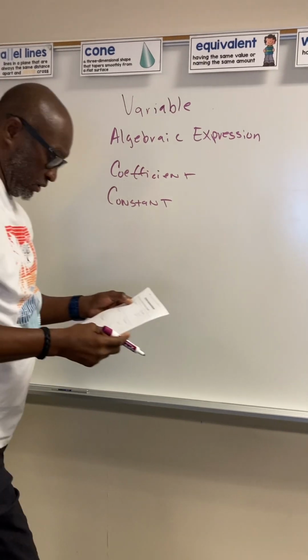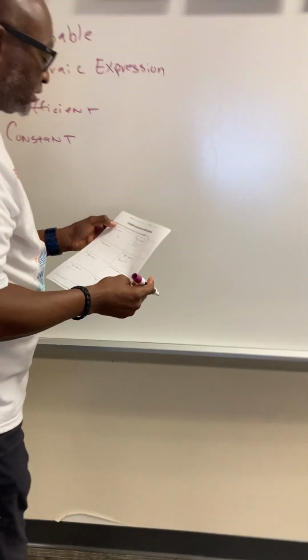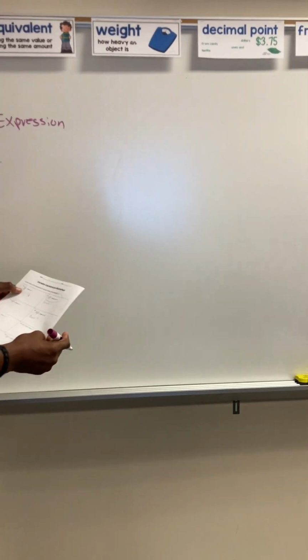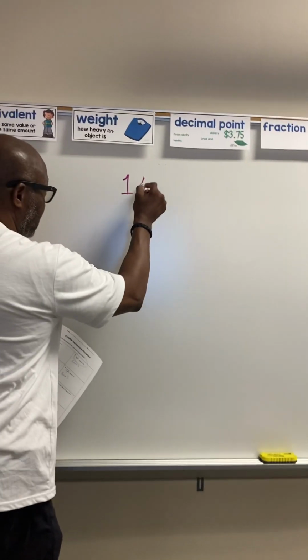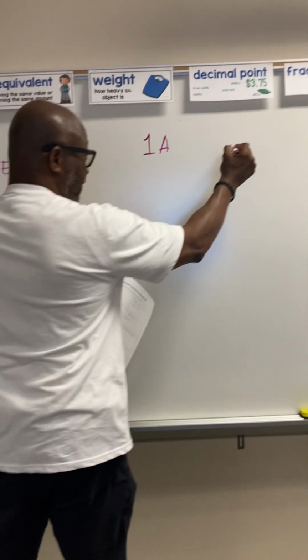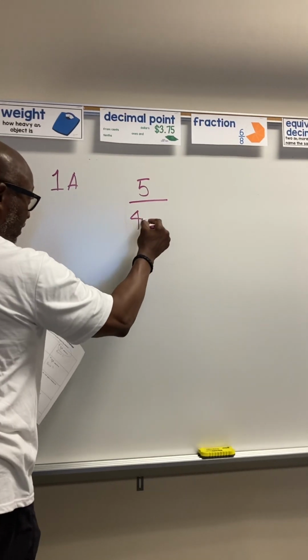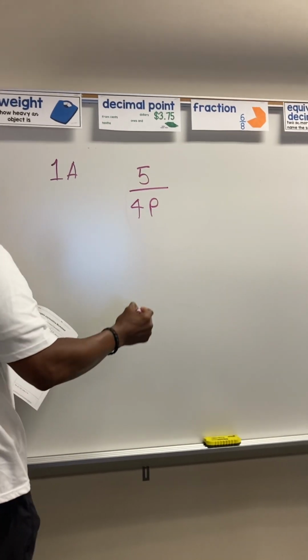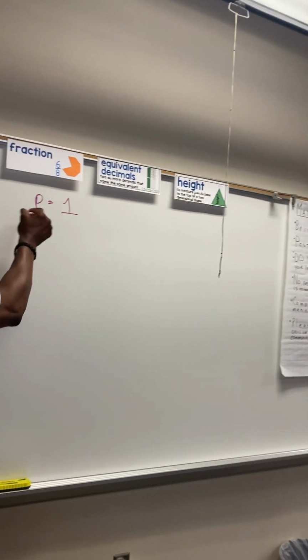On the handout that I just gave you, it asks you to find the value of the expressions. So they want you to simplify these expressions. On 1A, you have the algebraic expression 5 divided by 4p when p is equal to 1.